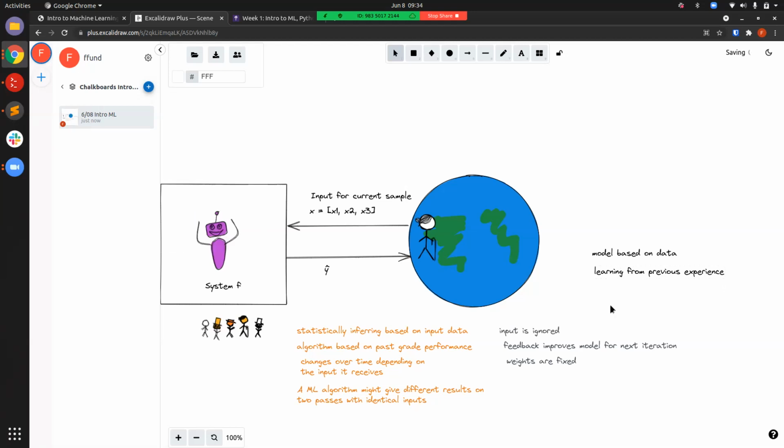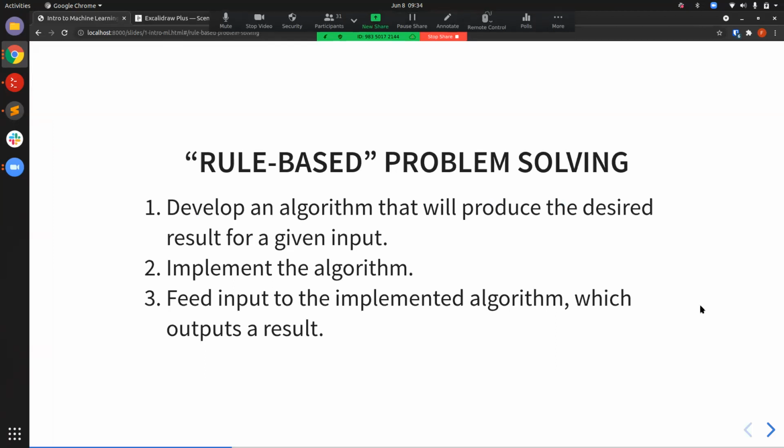Okay. Now let's distinguish between two things with respect to learning from previous experience. Suppose I, as a developer of my rule-based problem solving, have a lot of previous experience. Right? I personally have plenty of previous experience teaching machine learning. So I can use that experience to develop an algorithm that's pretty good. Does that make it machine learning?